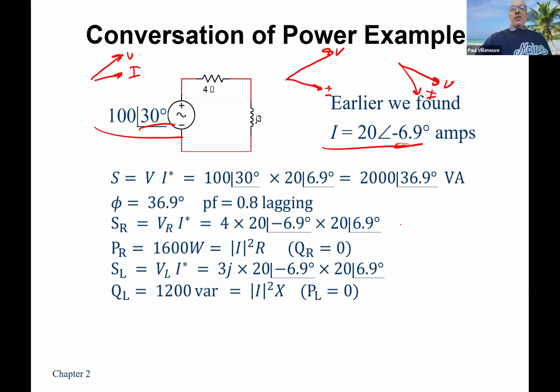So this equation equates to P in a resistor is the magnitude of I squared times R. I'm highlighting that because we'll start to see where that's really important.